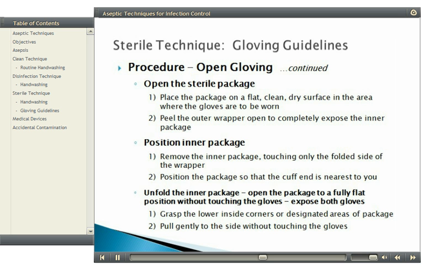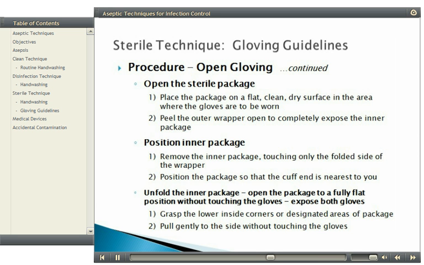Sterile technique, gloving guidelines, procedure, open gloving continued. Open the sterile package. 1. Place the package on a flat, clean, dry surface in the area where the gloves are to be worn. 2. Peel the outer wrapper open to completely expose the inner package. Position the inner package. 1. Remove the inner package, touching only the folded side of the wrapper. 2. Position the package so that the cuff end is nearest to you. Unfold the inner package. Open the package to a fully flat position without touching the gloves.